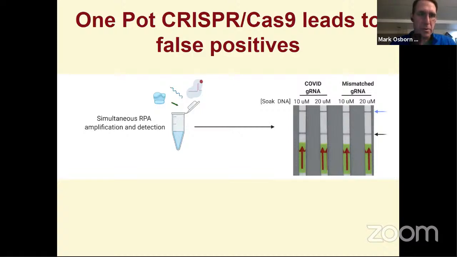And so we perform RPA in the presence of this biotinylated Cas9. What we were surprised to see was that even with massive amounts of that competing sponge DNA, we saw false positive results, again shown with the black band. And these are both with a COVID-19 guide RNA, but importantly, what showed the false positive was the mismatched guide RNA. So there's something prohibitive for having these reagents in the same tube.